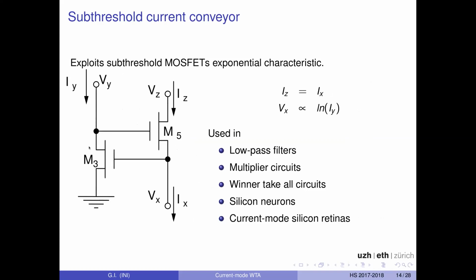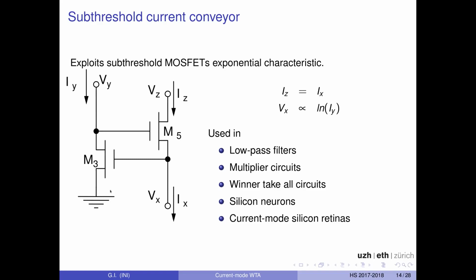And this is the current conveyor that is very commonly used in the rest of the circuits that we will see. And you can see here what's going on. We force a current into node Vy. This is being copied into node Vx, and the current in the output terminal Vz is decoupled from the current in the input terminal Vy.